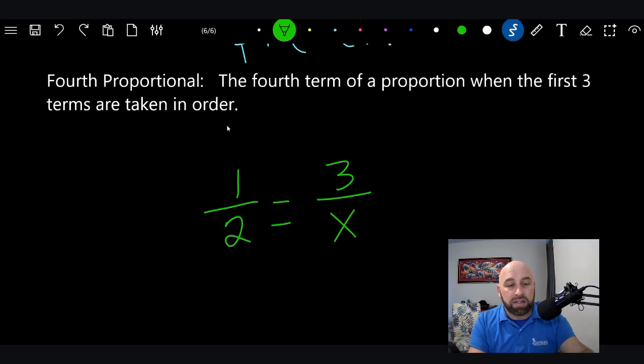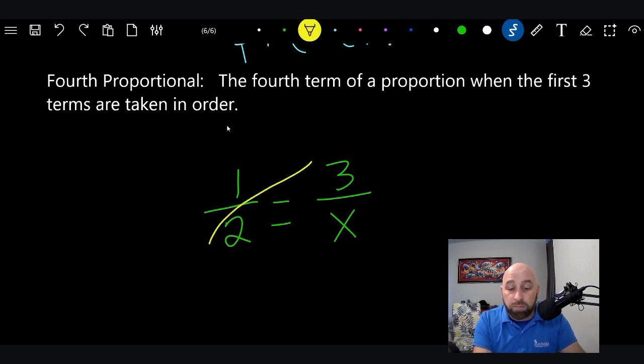Okay? And typically, you're going to put it in the 4th spot, but you don't have to put it in the 4th spot. You can put it wherever you want to, but it's fourth proportional. How do you figure these out? How do you solve these? How do you solve fourth proportional problems? Well, you do the means.